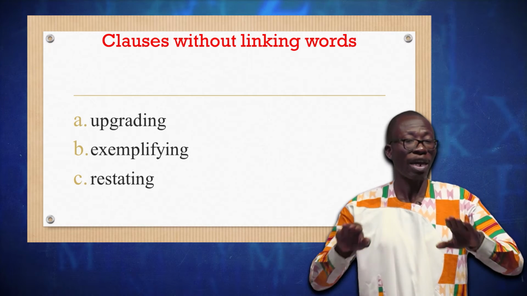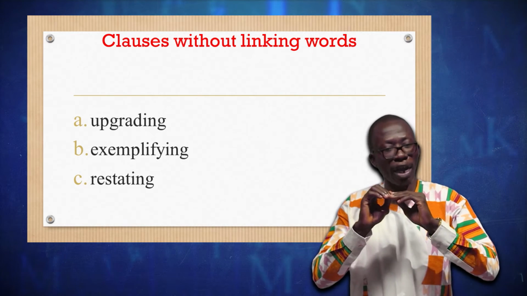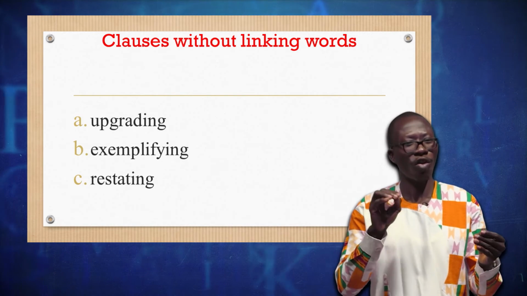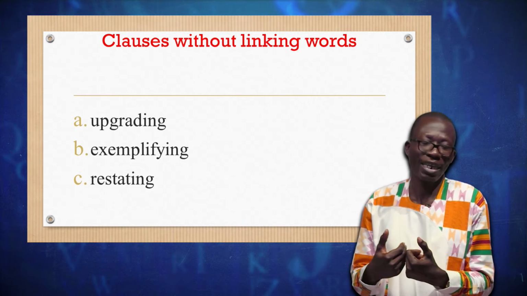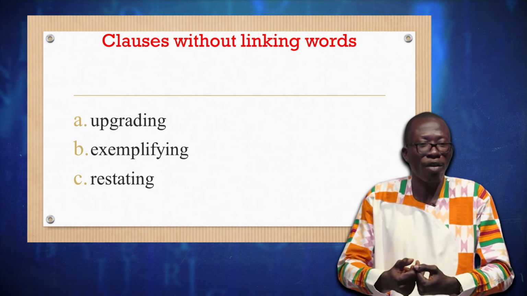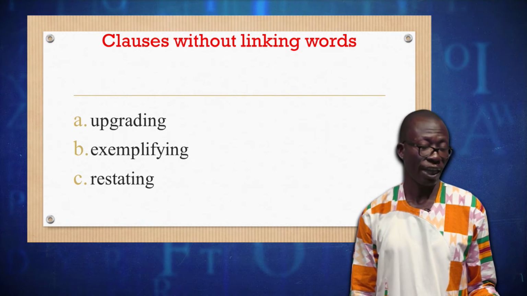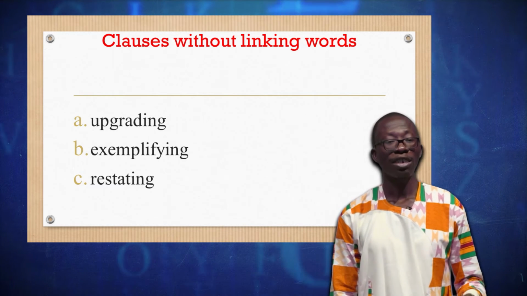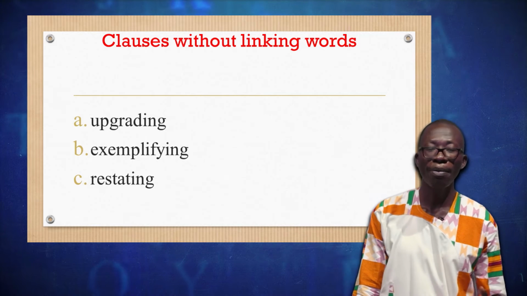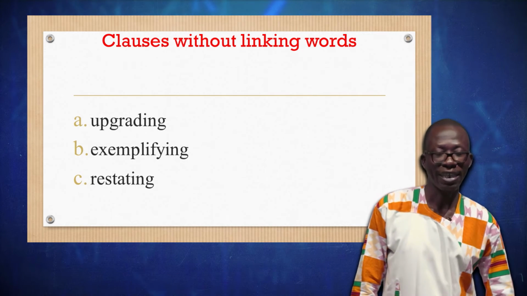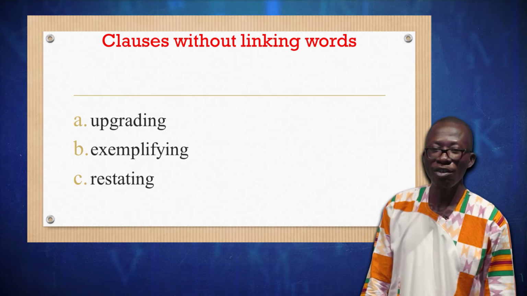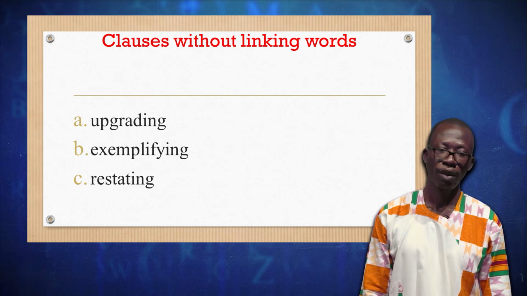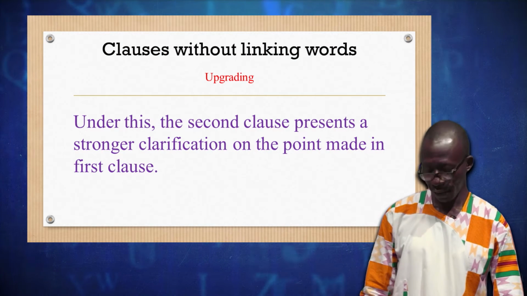It is not to say that the clauses within the sentences cannot be analyzed under equivalency or dependency. No. If you want to analyze under equivalency, you can do that. If you want to analyze them under dependency, you can also do that. But in this instance, we do not have a coordinator or a subordinator linking them, connecting them. So a method of upgrading is used, a method of exemplifying is used, and a method of restating is used. So we shall discuss each one of them. We shall see how upgrading is done, how exemplifying is done, and how restating is done without actually using subordinators or coordinators. Now let's look at upgrading. What does it actually mean?